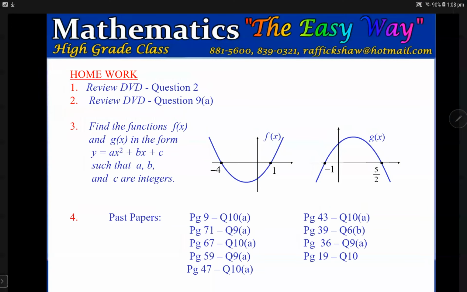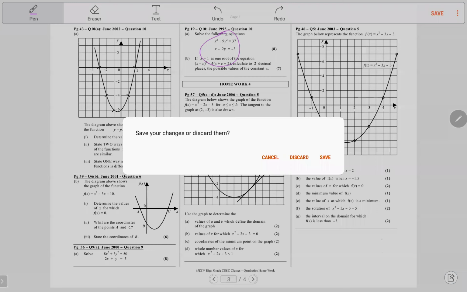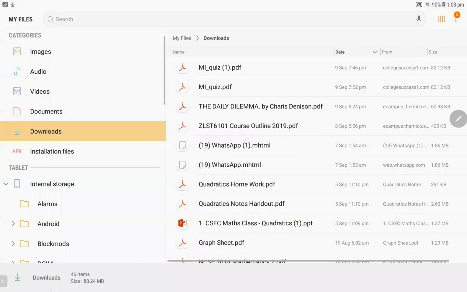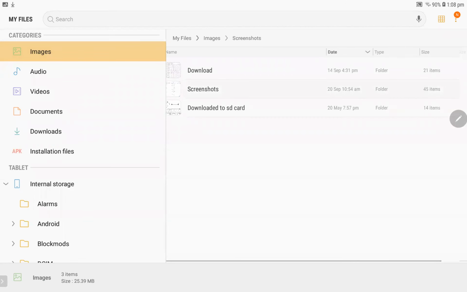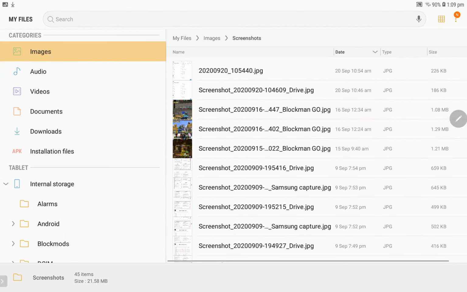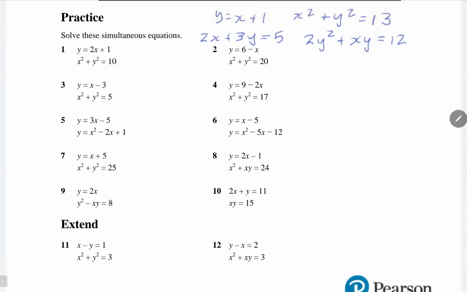Let me see if I can find it. All right, bear with me. Let me find it. I think it is in images up here. Where is it? I'm not sure about this. Okay, that's it.